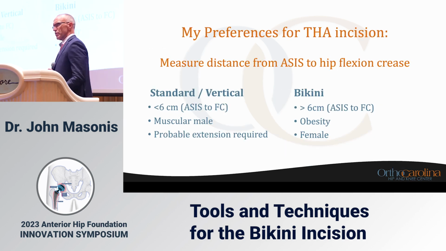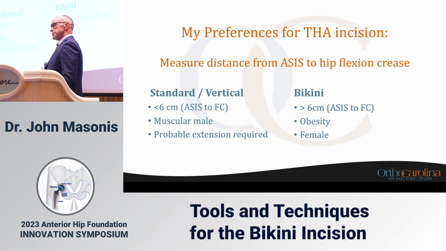So my preference for total hip arthroplasty incision, this is truly just my opinion on this. I measure the distance from the ASIS to the hip flexion crease. If that number is less than 6 centimeters, or if it's a very muscular male, or if I think I'm going to need distal extension or proximal extension, I would use a standard vertical incision. So kind of 6 centimeters is my mark.